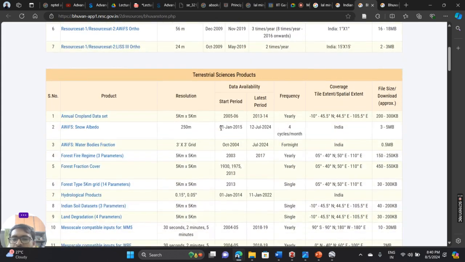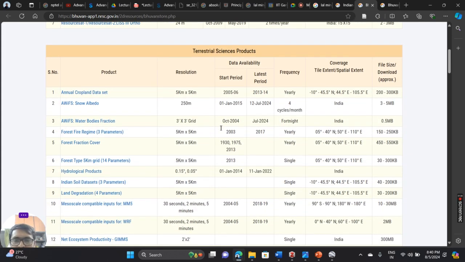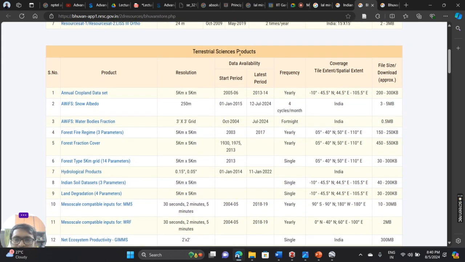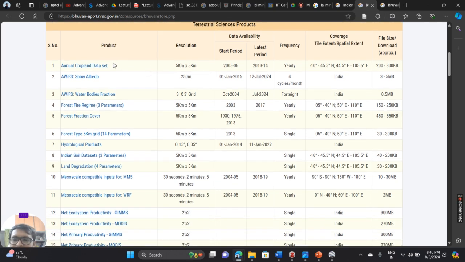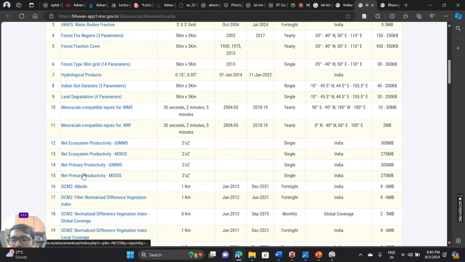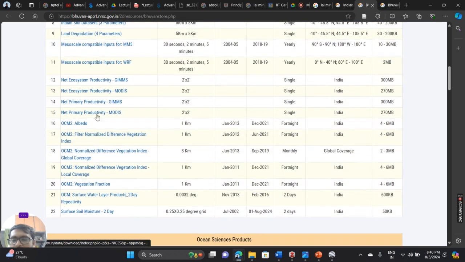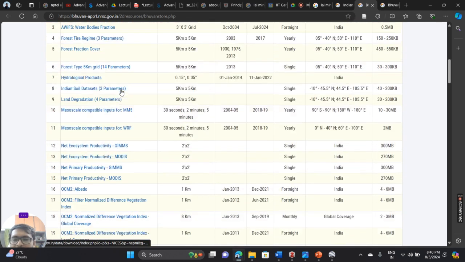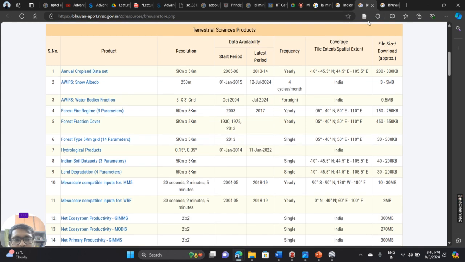Then we have the derived products from the satellite datasets, which are the terrestrial science products: cropland datasets, snow related data, water body, forest fire, hydrology, soil, land degradation, and ecosystem. So there are lots of variables present over here, and all of them are downloadable, so you can go through it and check it out.